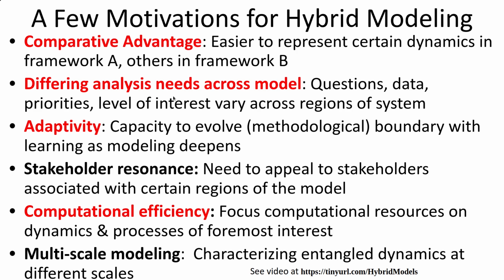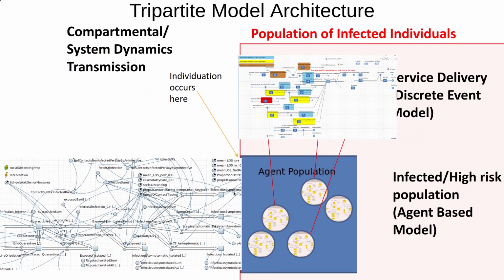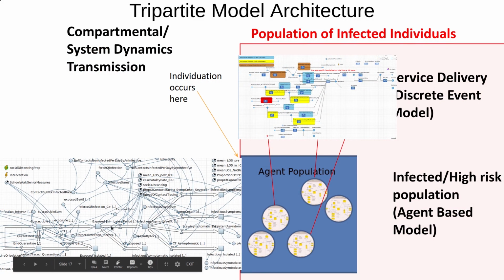We also have different analysis needs. There are different questions asked in different areas of the system. For example, on the acute care side, we may be interested in PPE use, and a finer grained level of representation is called for, is advantageous. Another is adaptivity. By representing these three methods together, we can easily change the boundaries. For example, perhaps we want not just infectious individuals represented as agents, individuated upon flowing, reaching that level of the risk continuum.